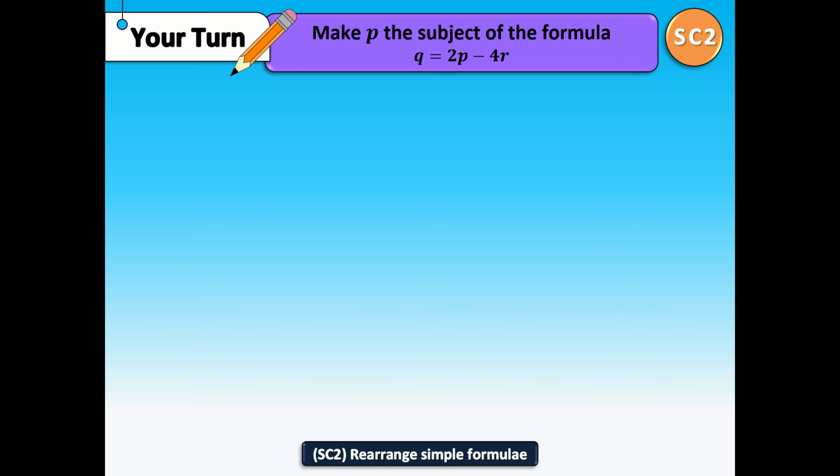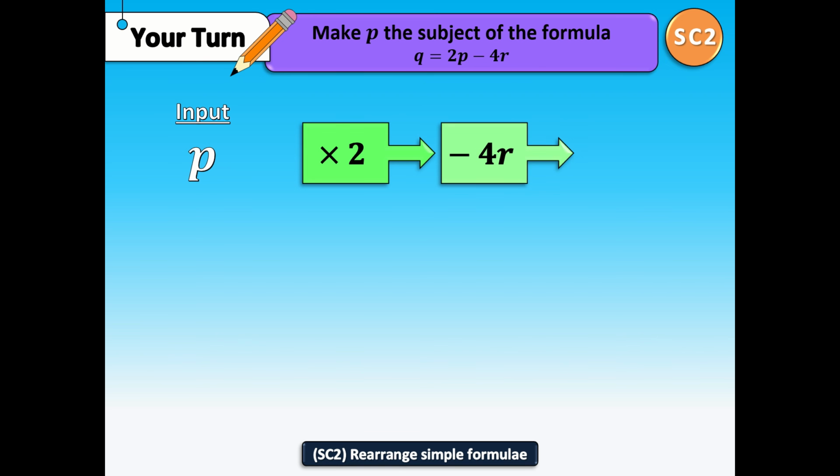Here's another question for you to have a go at. Pause the video, and when you're ready to see what you should have done, press play. So here we want to make p the subject of the formula, q equals 2p minus 4r. So we write down what we're doing to p, well, we're timesing it by 2, and then we're taking away 4r, and that's how we get q.